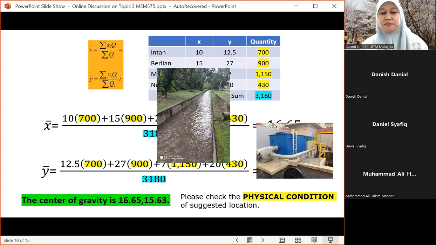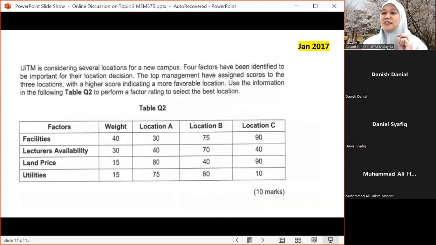So very simple. We're going to do the last method. The last method is also very simple because there's no graph, there's no cost involved, there's only a simple calculation. First we scan: is there cost? No. Coordinates? No. And we know definitely this is the factor rating method. You can use factor rating in any scenario, not necessarily location. It helps you with problem solving and making decisions.